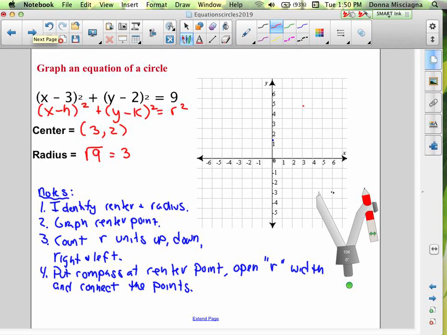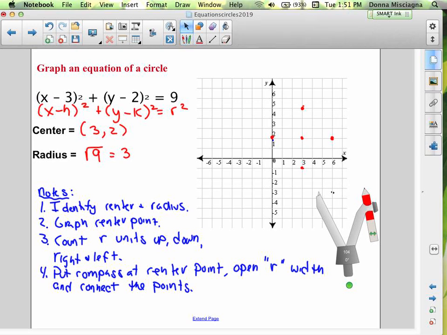So we'll graph the center, 3, 2. And then we'll count 3 in all directions. 1, 2, 3 in the four main directions. 1, 2, 3. 1, 2, 3. That's a little off there with that circle that was left behind. 1, 2, 3. There we go.